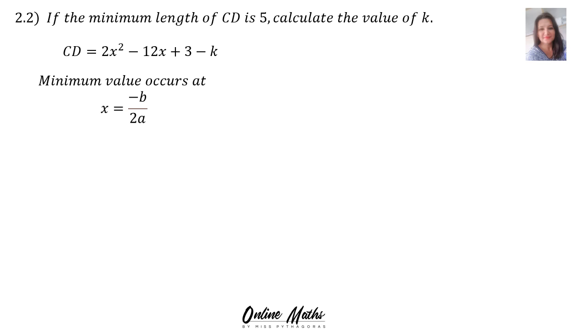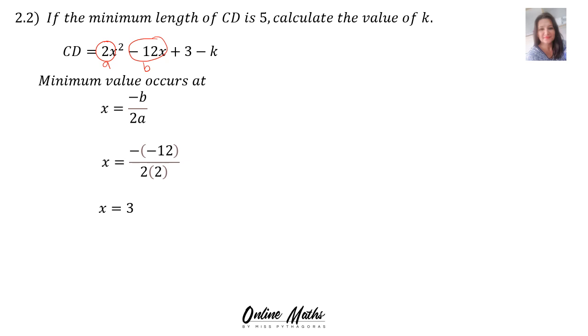And remember, a's value is 2 and b's value is negative 12. Therefore, x is minus bracket minus 12 over 2 times 2. And then a minus times a minus is a plus, 12 divided by 4. x is equal to 3. Therefore, the minimum occurs at x is equal to 3.